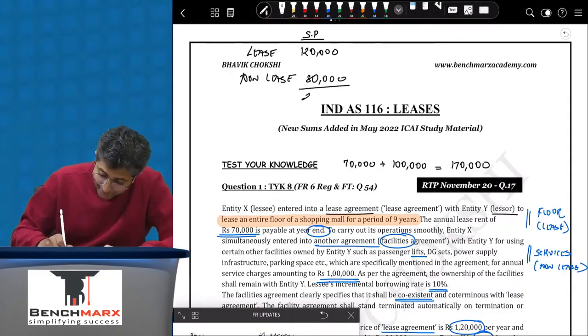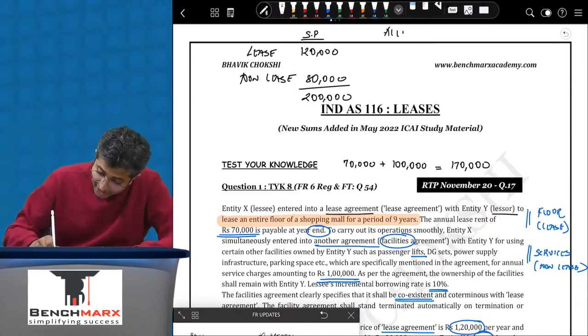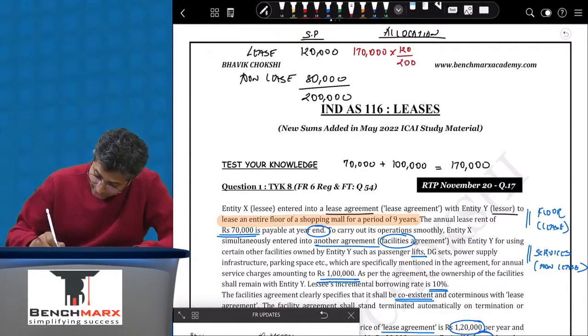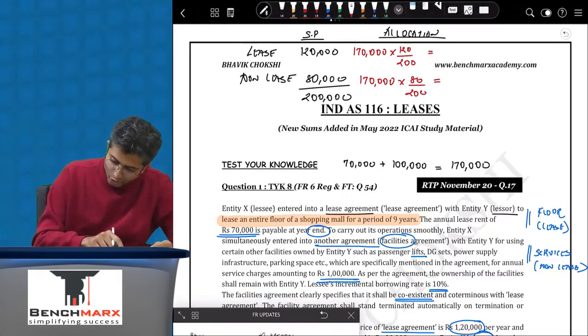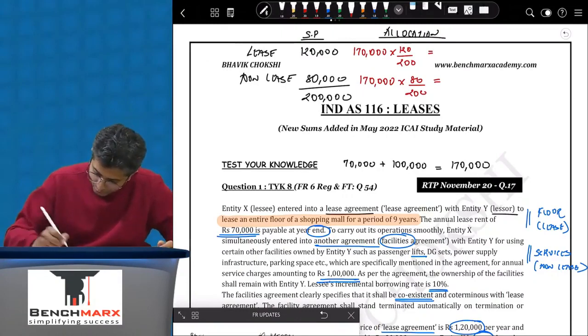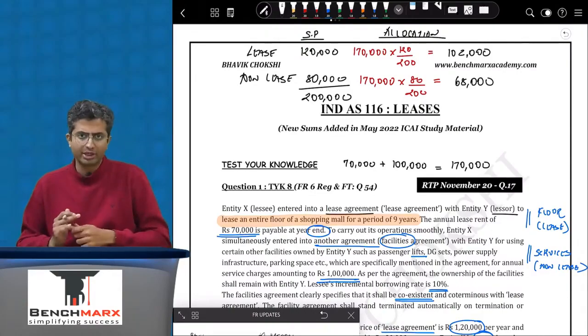And hence ideally you should have paid 2 lakhs, but you're not paying 2 lakhs. You're actually paying 1,70,000. And hence the fair allocation to the lease as well as the non-lease component would be 1,70,000 in the ratio of 120 by 200 and 80 by 200, that is in the ratio of the standalone selling prices. In which case this is 1,70,000 into, let us say, 120 by 200, which comes to 1,02,000, and the remainder, I guess, is 68,000. You can do that working as well, is attributable to the non-lease component.